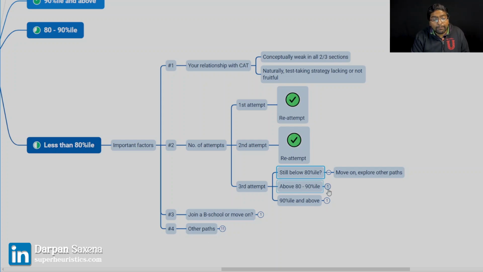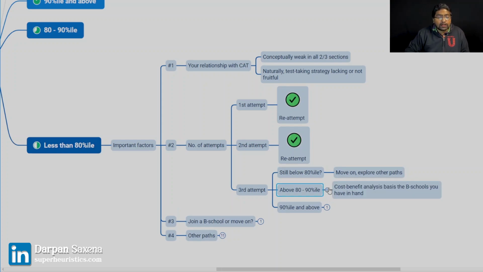Then, if you've scored between 80 to 90 percentile in your third attempt, this becomes very subjective to you. You need to do a cost benefit analysis for yourself, which means what? It depends on your existing salary. If you're in your third attempt, my obvious assumption is that you would have at least 1 to 3 years of work experience. Find out what salary you already have. Find out the future prospects in your industry or in your own organization, and then evaluate it against the B schools you are being offered.